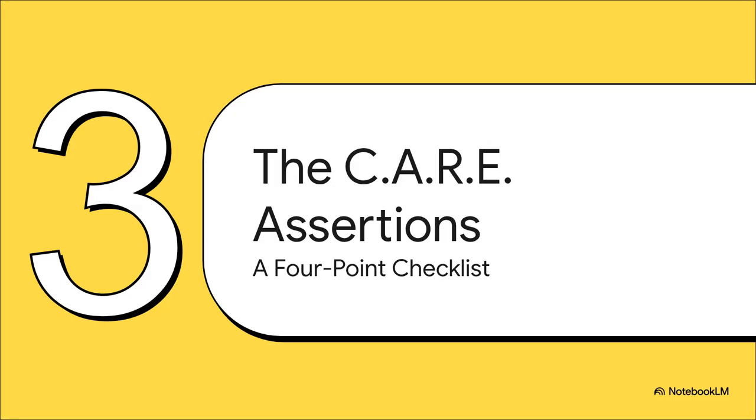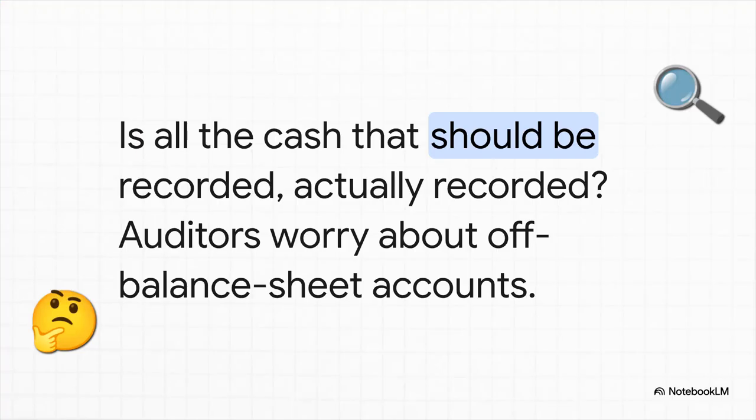Now, to get a handle on all these claims, auditors use a really simple but powerful little framework. Our roadmap summarizes it with the acronym CARE. You can think of it as the auditor's 4-point checklist for cash. Let's break down what each letter stands for. First up, C is for completeness. The key question here is pretty simple. Is all the cash that should be recorded actually recorded? Auditors are on the lookout for things like secret bank accounts or cash sales that were never put in the books. It's all about what might be missing.